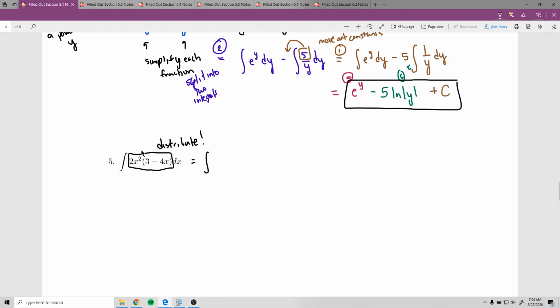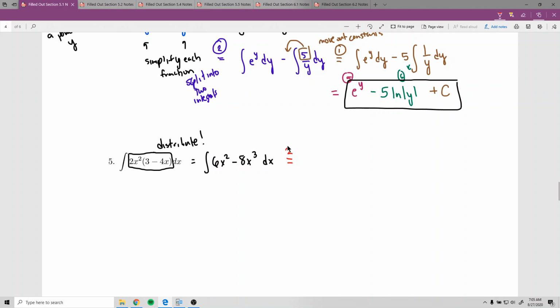So we want to distribute the 2x squared to the 3. That gives us 6x squared minus. Distribute the 2x squared to the 4x, and we get 8x cubed. The reason we have to do that is we can't split the integration up over multiplication. That's not a rule that we have above. And just like with derivatives, if it's not a rule, there's a reason it's not a rule, because you can't do it. But we can split it up over plus or minus, and after you distribute it, see what happens here.